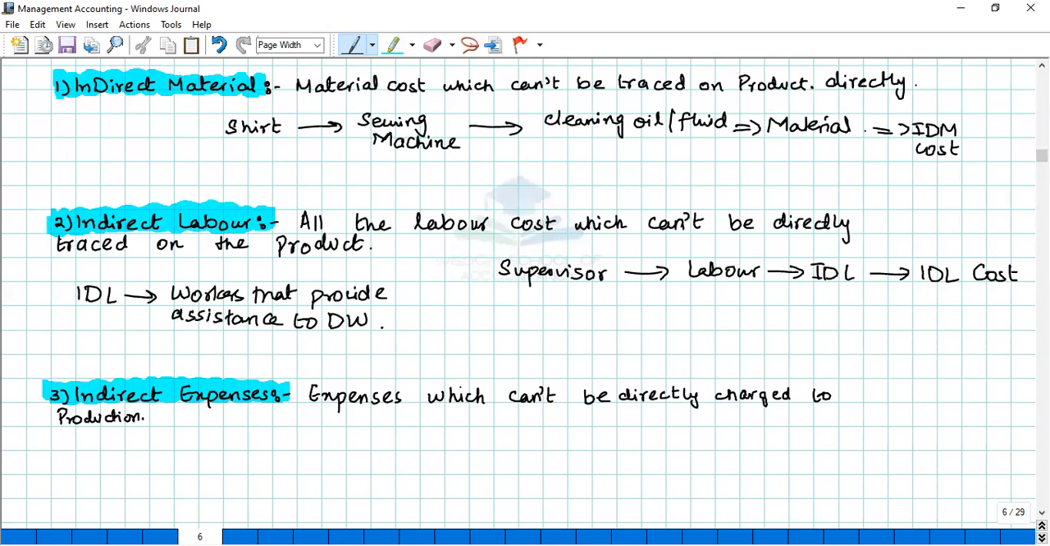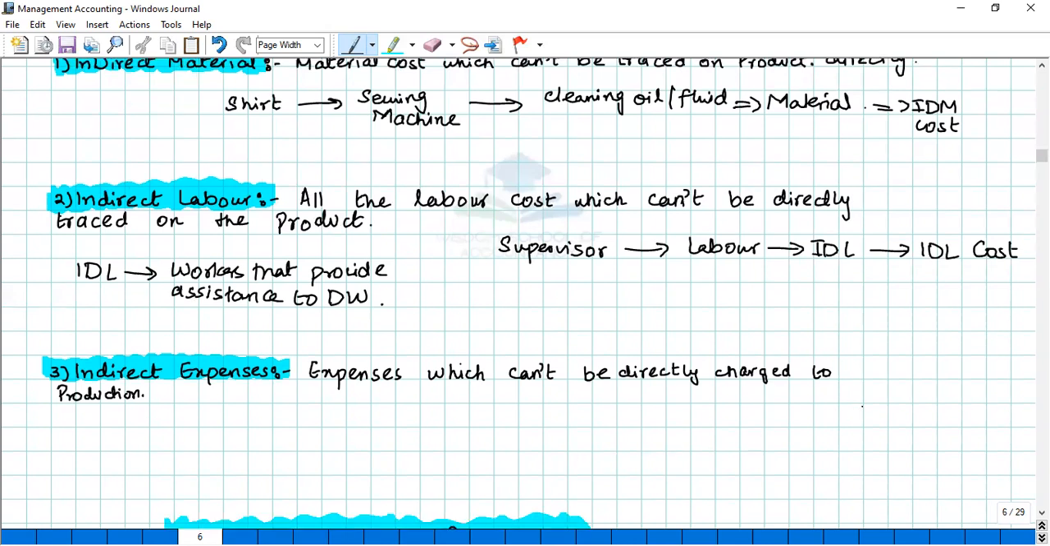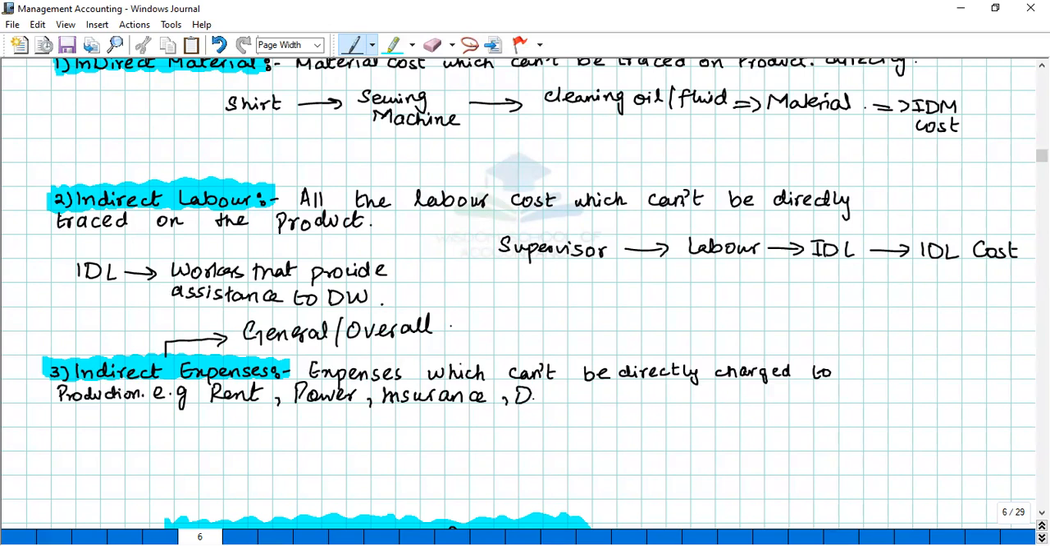The third definition is indirect expense: expenses which can't be directly charged to production. Direct expense was an expense which was specific to a purpose. Indirect expense is a general or overall expense. It's not a specific expense. Examples of indirect expense can be rent of a complete factory. Power is an indirect expense. Insurance is an indirect expense. Depreciation is an indirect expense. So the expenses that are general in nature are known as indirect expense.